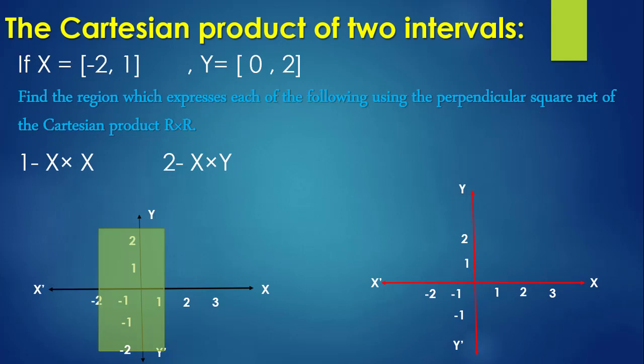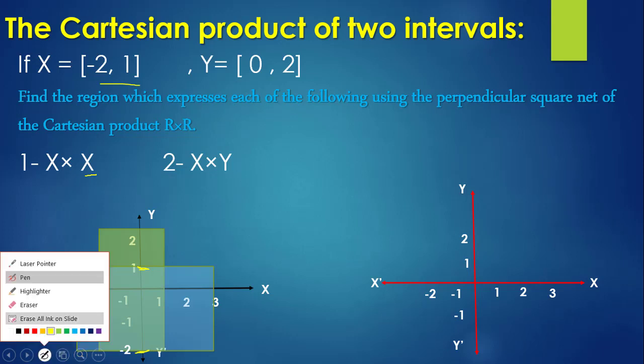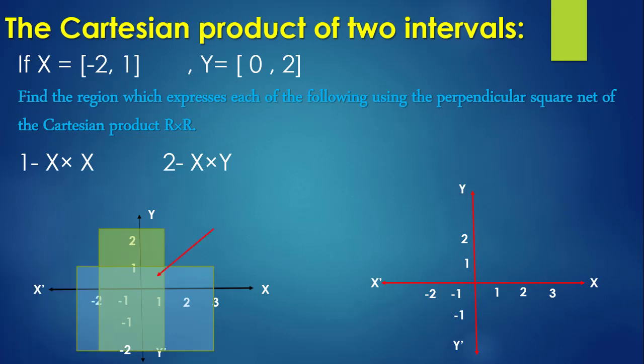Let's continue. The second is also x, which is -2 and 1, but this time I'll draw it on the y-axis. From -2, this is -2 to 1, this is 1. So this is the second one. So where is the Cartesian product of x by x? This is the intersection of the two planes. Okay, the intersection of the two regions here. So this region, which has these two colors. So this is x by x.